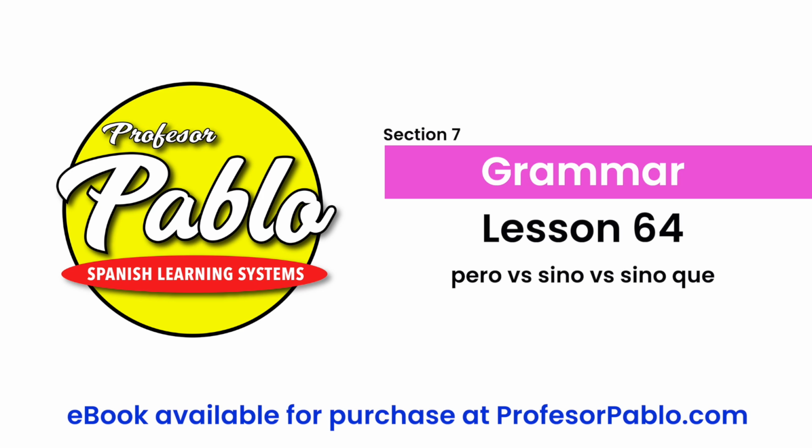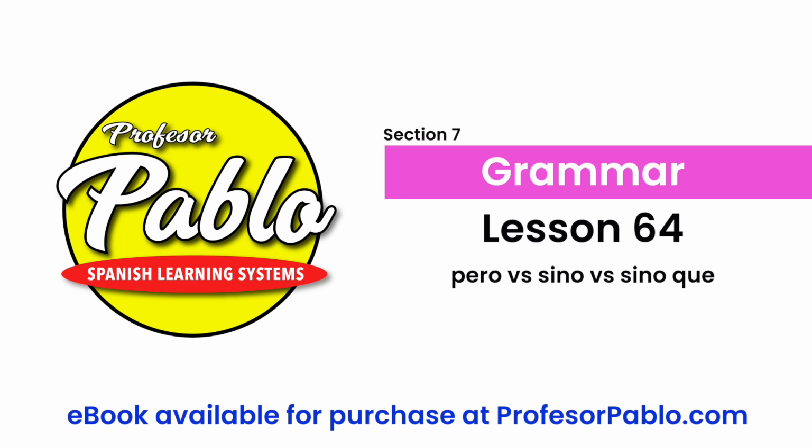Lesson number 64, grammar, pero versus sino que. Pero means but, and you see two plus signs. Both verbs on either side of pero indicate a factual situation. Example, ella no estudia, pero saca buenas notas. She doesn't study, but she gets good grades. Both are factual statements. It's a fact that she doesn't study, and it's a fact that she gets good grades.